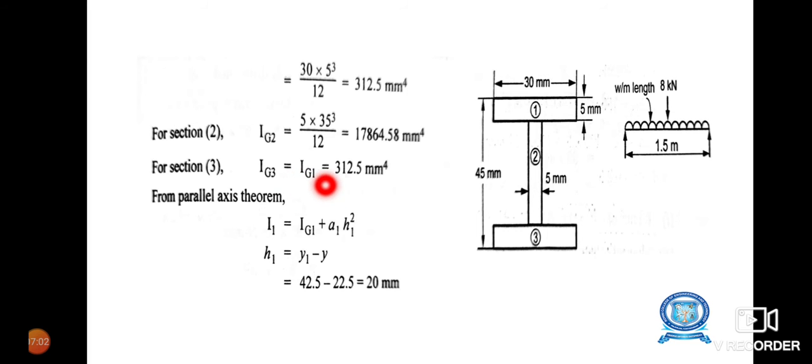Next, we have calculated the section 3 moment of inertia. That is the same as section 1. So moment of inertia 3 is equal to moment of inertia 1, which is equal to 312.5 mm power 4.